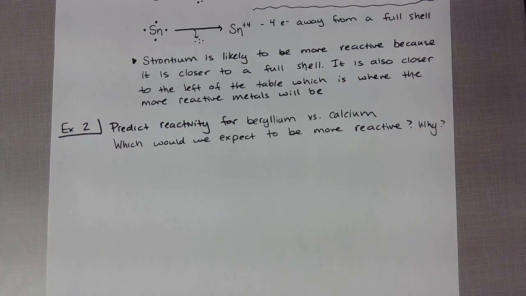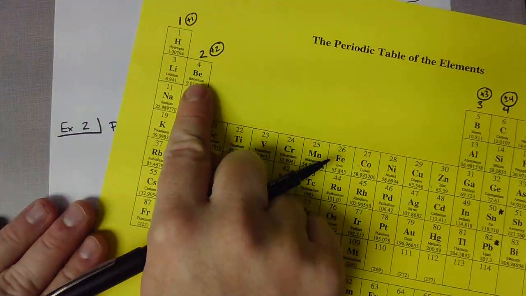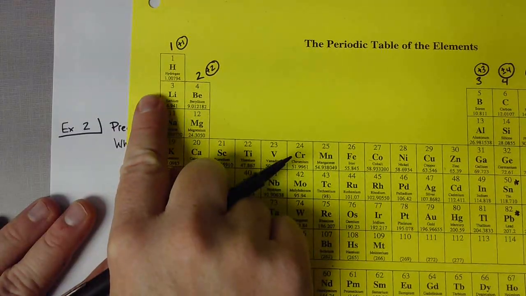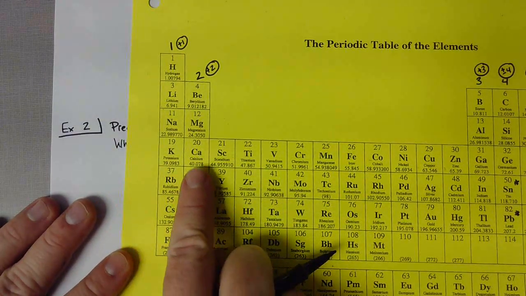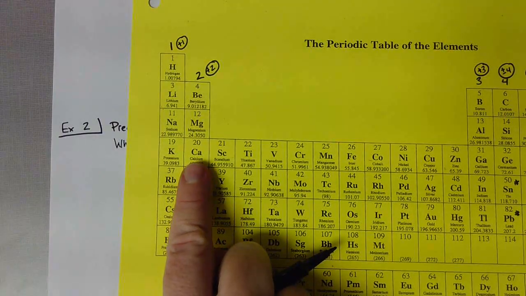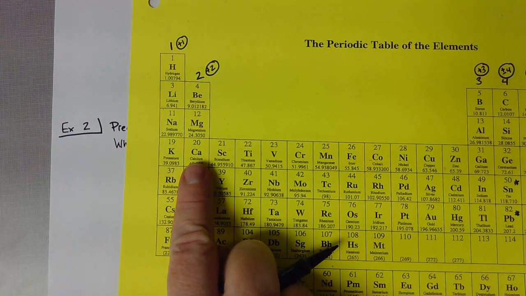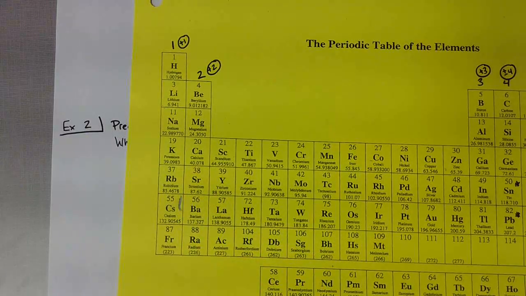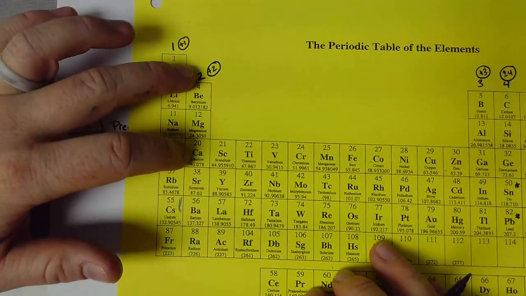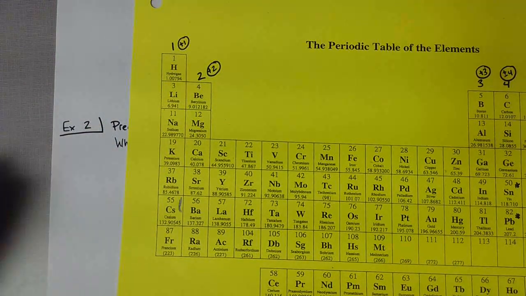Okay, so finding them on the table. Beryllium, little tiny beryllium. Calcium, little bit bigger, but still something that we can manage and draw. Now, here, the Lewis dot structures are not going to help us. In order to predict differences in reactivity, we need to look at differences in electron structure. They both have two valence electrons, so we can't be comparative there.